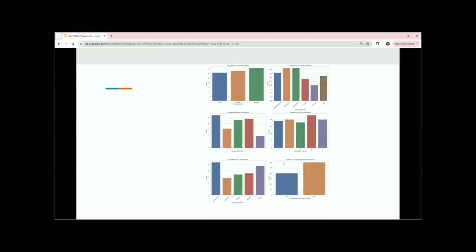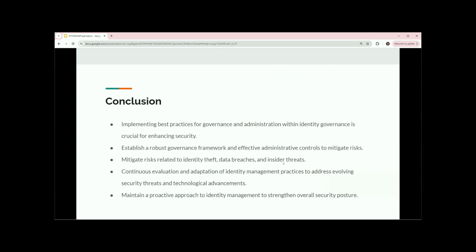The most important conclusion is that even though we know identity is critical, there are still individual organizations that are not fully adopting the right identity management and governance policies. And that's what we got to know with this survey. So implementing best practices for governance and administration within identity governance is crucial for enhancing security. As I said, we have found that in many places there are simple misses or loopholes in the given organization. Mitigating the risks related to identity theft, data breaches, and insider threats is definitely the key, and better identity governance can handle that.